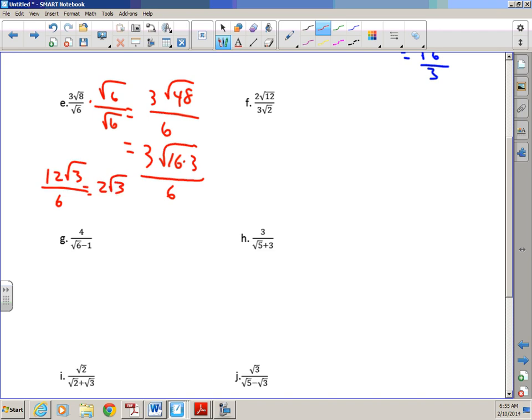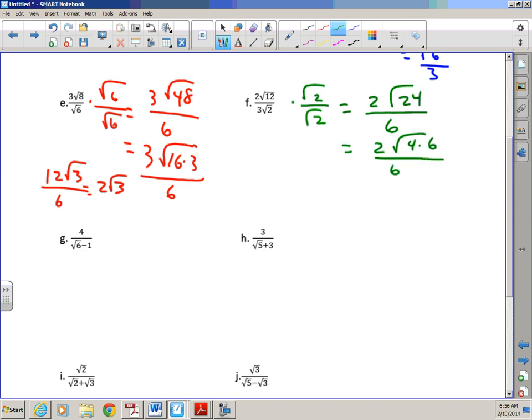Okay? Next one. Now, what's simpler is to just multiply by the radical 2. You can multiply by 3 radical 2, but it's easier to do this. So what does this give me? 2 radical 24 over 6. Radical 2 times radical 2 is 2. 2 times the 3 is 6. 4 times 6 over 6. 4 radical 6 over 6, which is 2 radical 6 over 3.